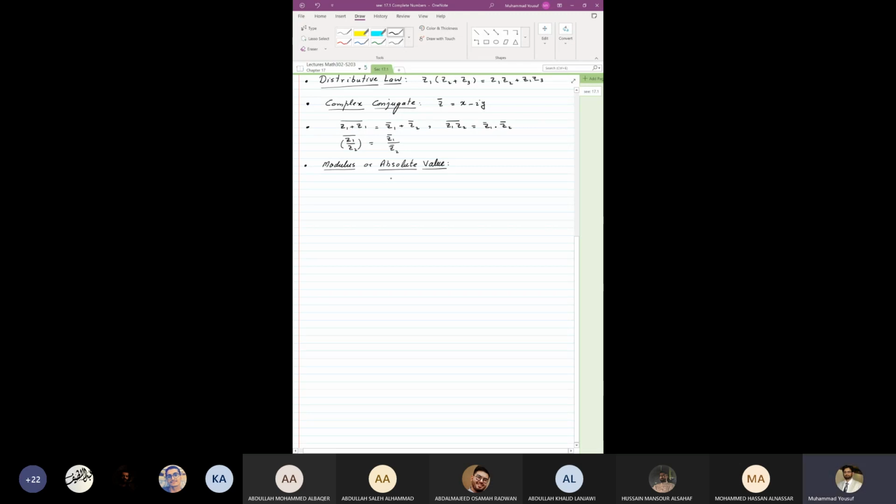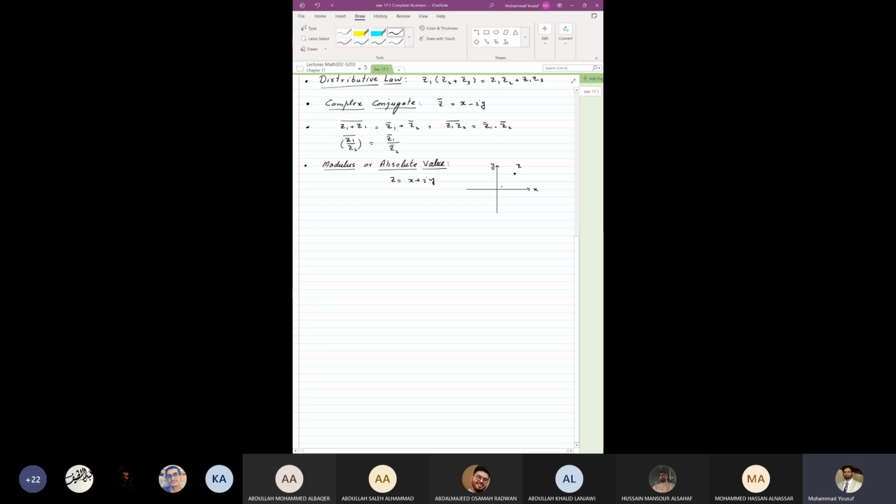If we have Z equal to X plus iY, then in geometrical representation, suppose we have here this complex number Z. Now the x-axis is called the real axis and the y-axis is called the imaginary axis.